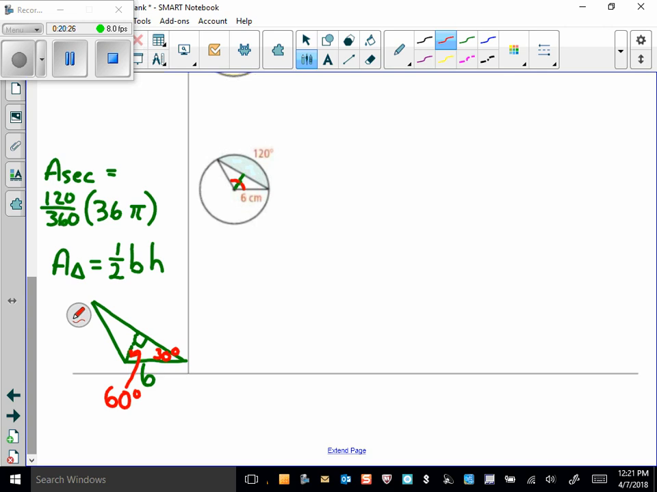And so that means, let's see, my hypotenuse is 6, which means my short side here is going to be 3, right? So that's the height of my triangle. This little piece right here is going to be 3 times the square root of 3 because it's a 30, 60, 90 triangle. So that gives me my base and my height to find the area of this little triangle. And then I'm just going to subtract.